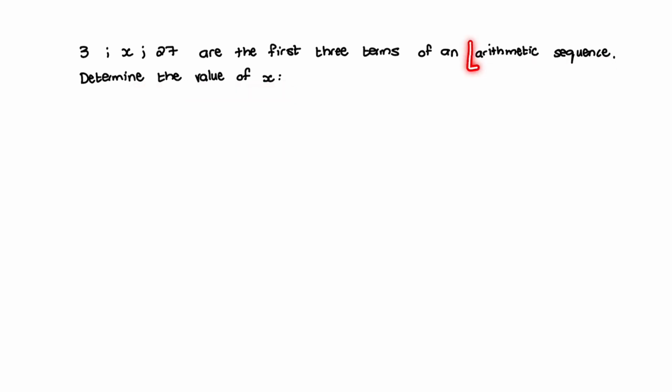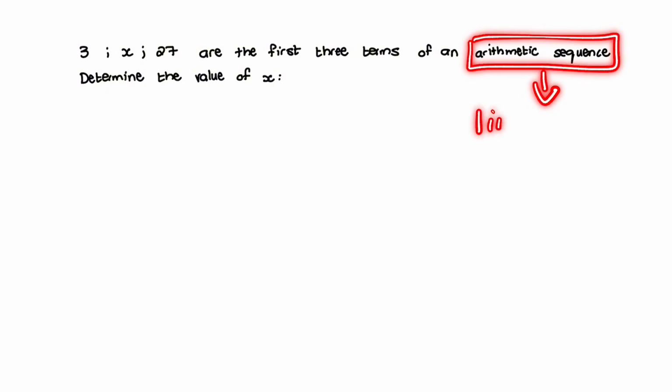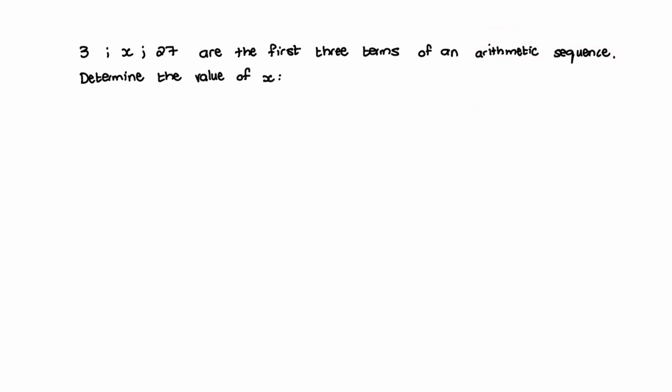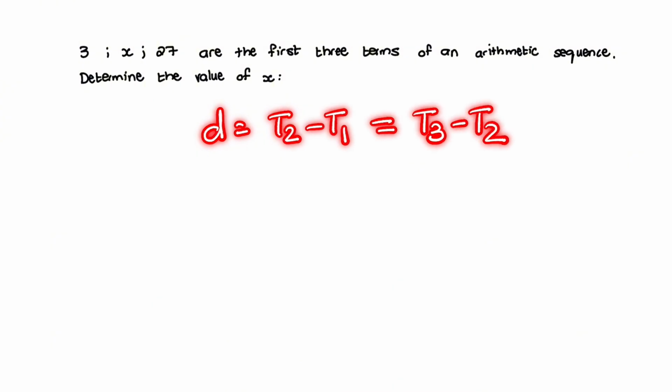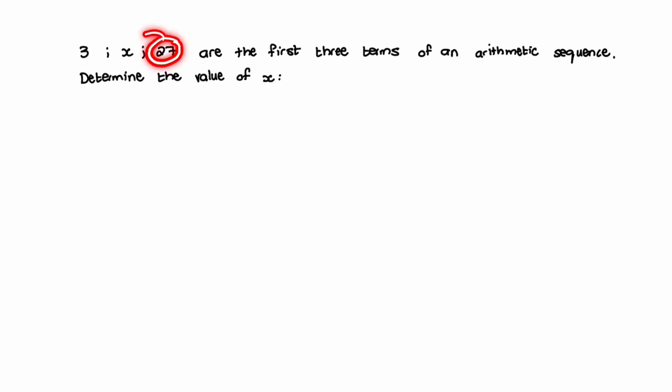So what we know about an arithmetic sequence is it is the same as saying a linear number pattern, and also an arithmetic sequence has a constant difference between terms. So that means that term 2 minus term 1 would be equal to term 3 minus term 2. So if I take the difference between these terms, then I'll have a constant value.